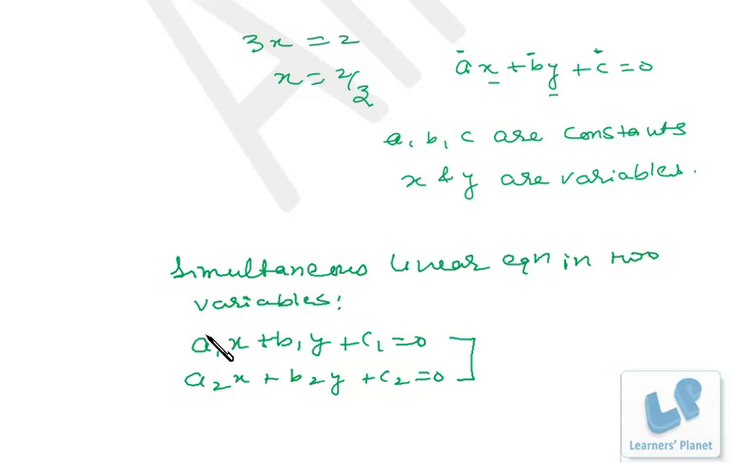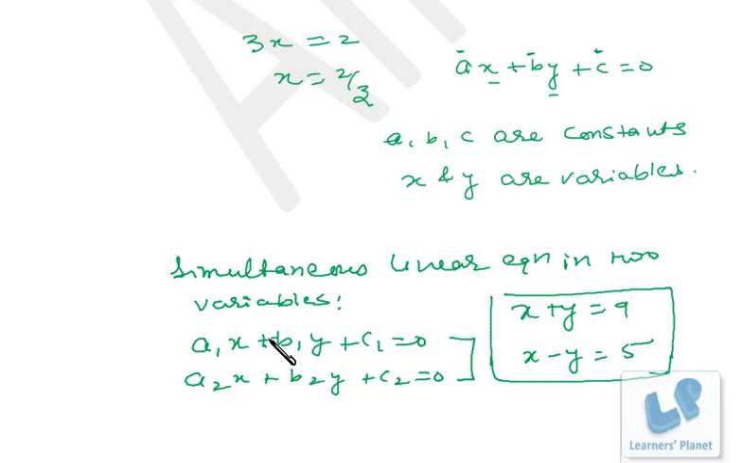I take an example over here. Suppose x plus y is equal to 9, x minus y is equal to 5. This is a pair of linear equations. Similarly, we can have more examples. Suppose 3x minus 2y is equal to 7, 5x plus 4y is equal to 9, right? So this is also a system of linear equations, right?